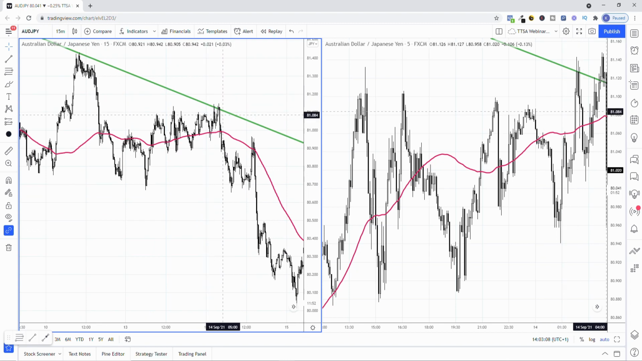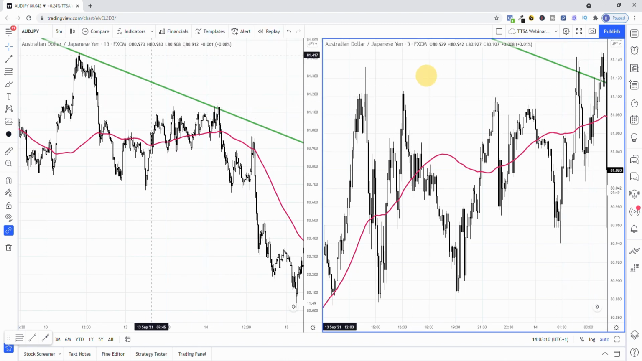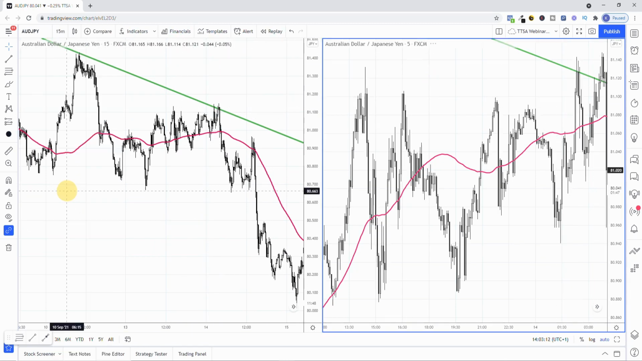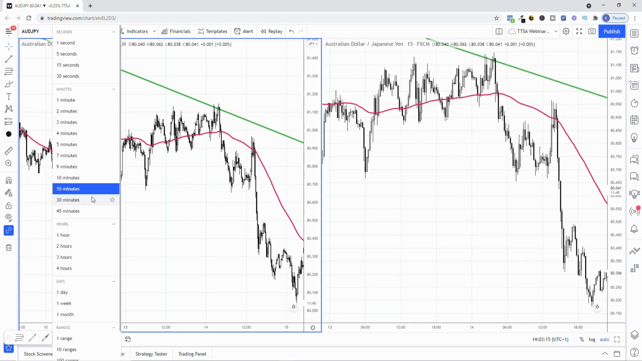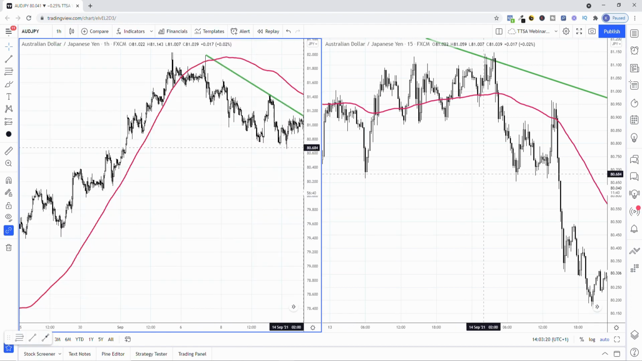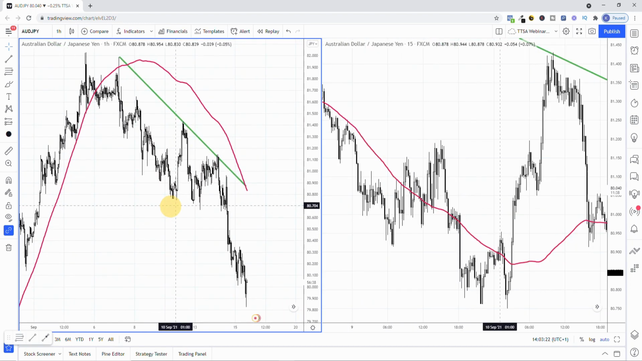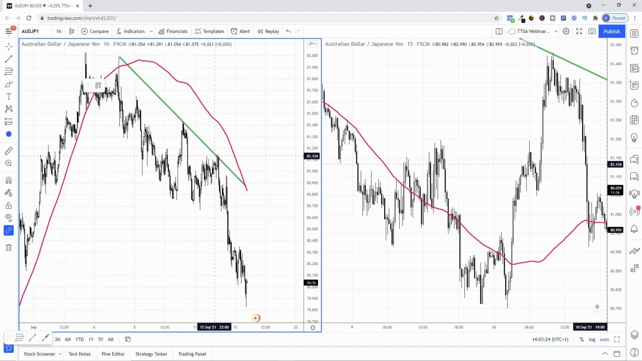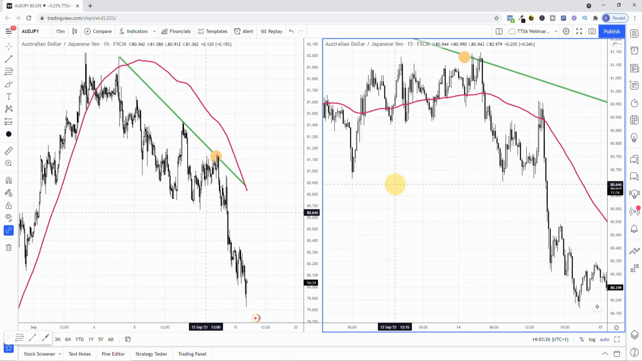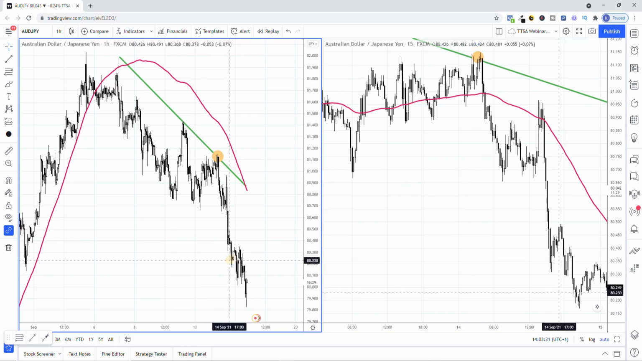And after that touch right there, if I show you like this, with the 15-minute on the right and the 1 hour on the left, that same point here, that same touch here, is this point right here. So you can see that this exact point here is this touch right here.